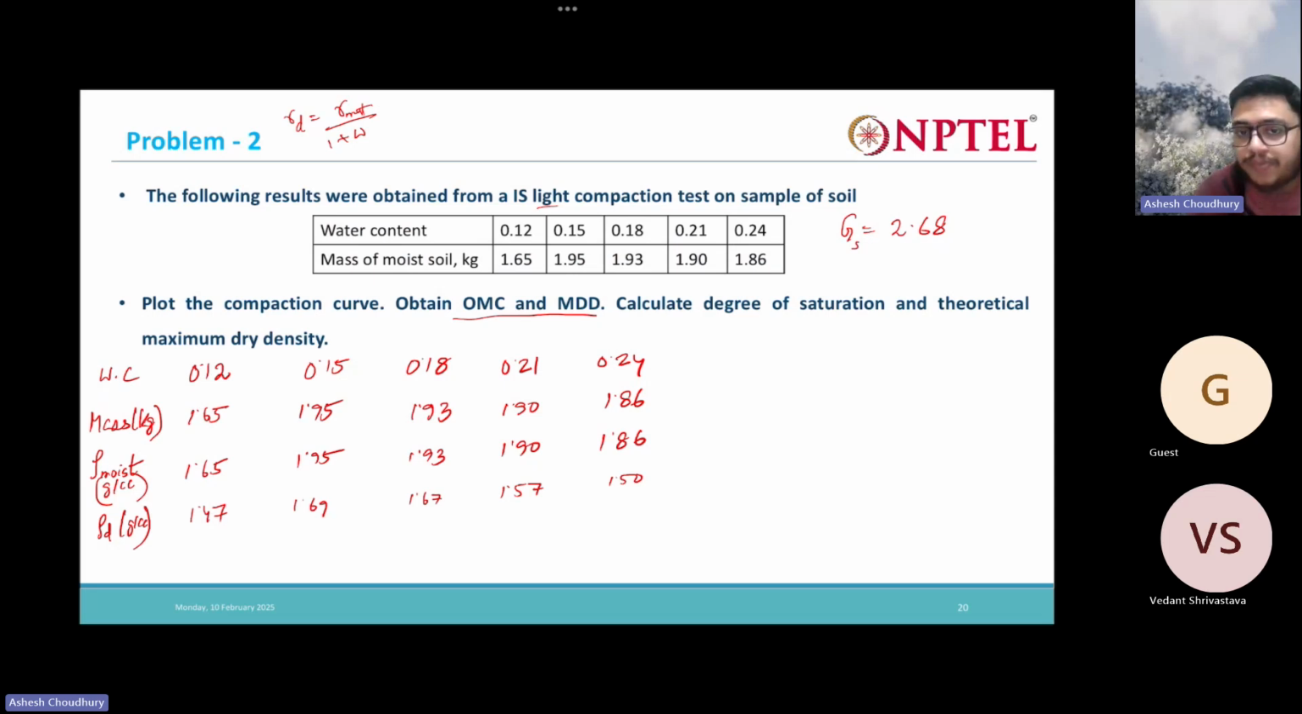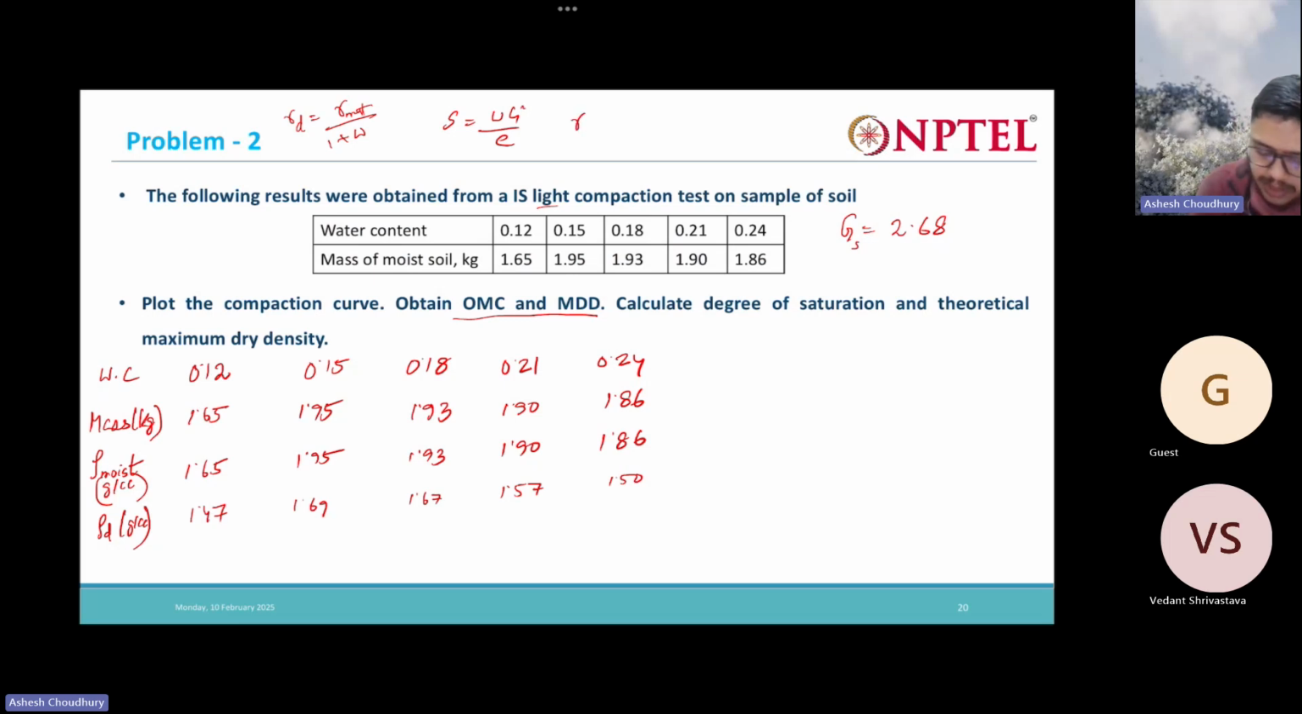But one more thing is also asked: calculate the degree of saturation and theoretical maximum dry density. Now for calculating these, we know that the saturation is S = wG/e. So w I know, G I know, e I need to find out first, so that I can find the degree of saturation.